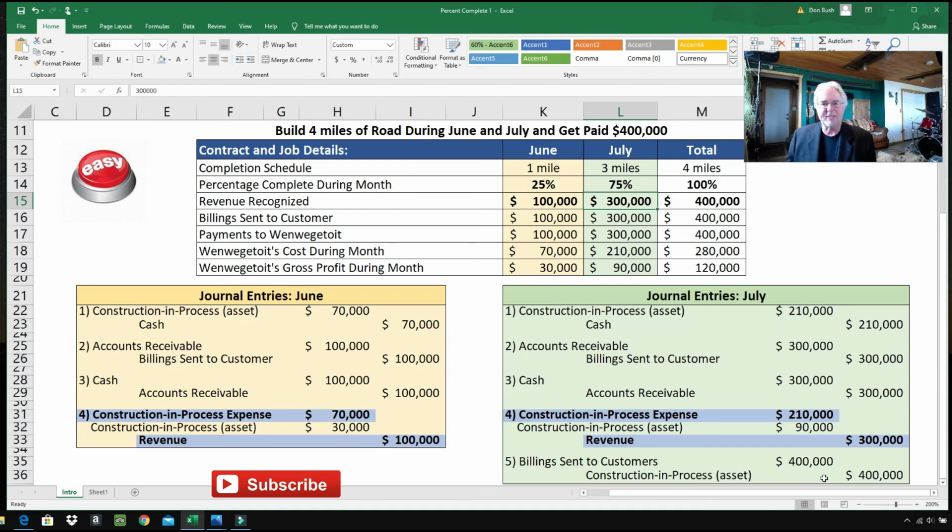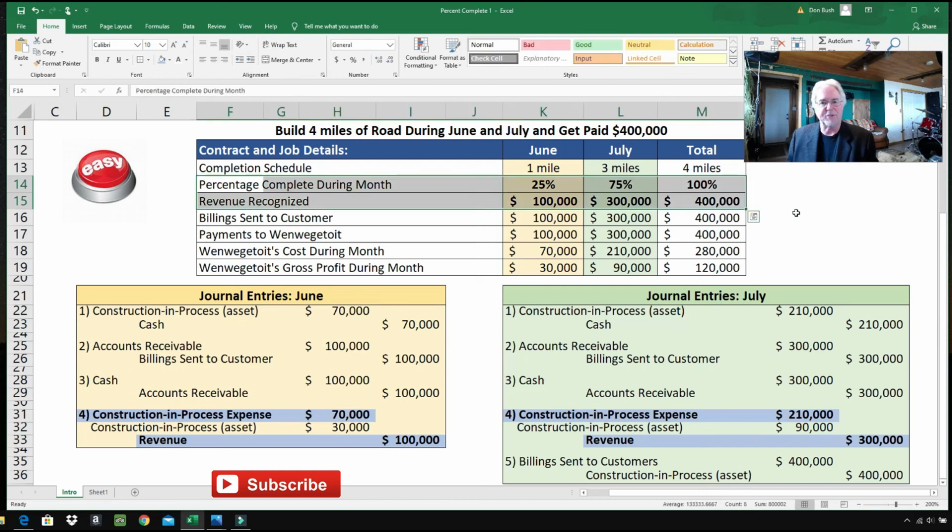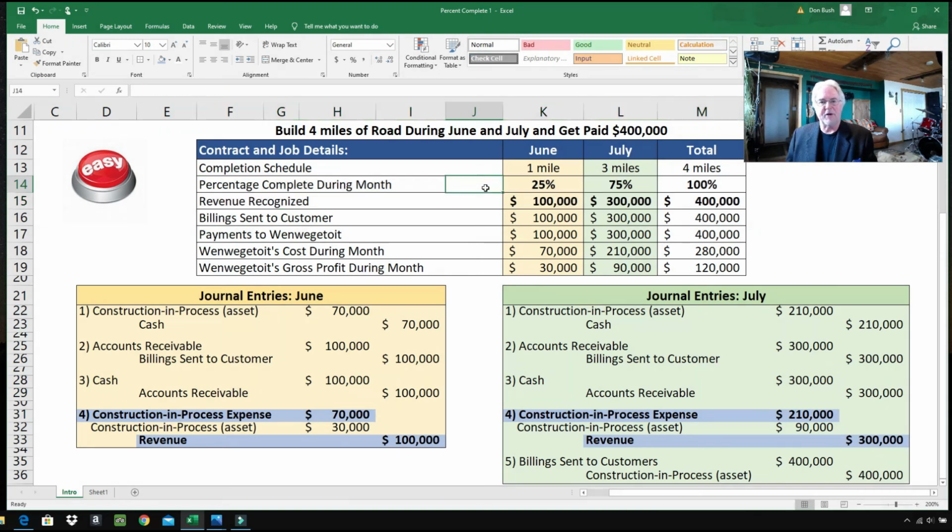And as mentioned, just in a nutshell, right here's the key. These numbers right here, this is where it gets its name, percentage of completion method. We have to figure out, well, how much work was done during the month, and how much revenue are we going to recognize each month. And then when we come to the journal entries, these journal entries are very, very mechanical. They're very standard, 1, 2, 3, 4. So in most of the months, we'll just have 4 journal entries.